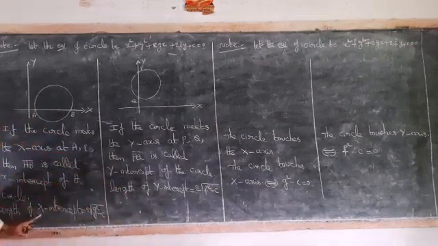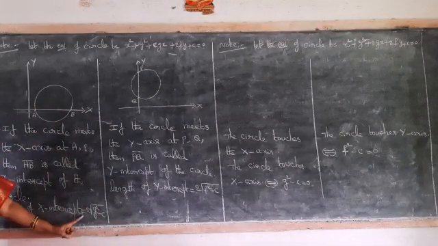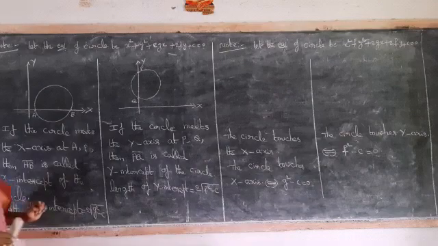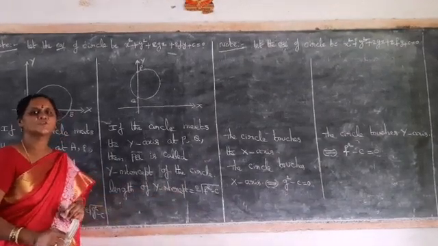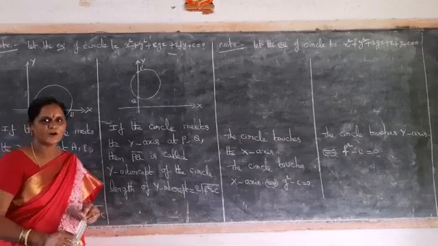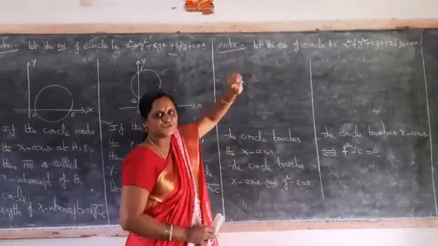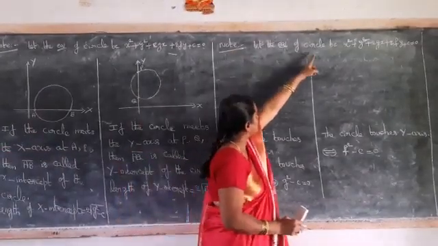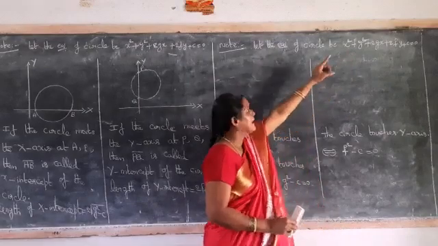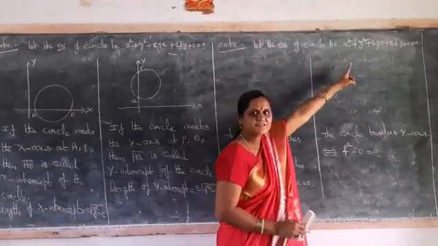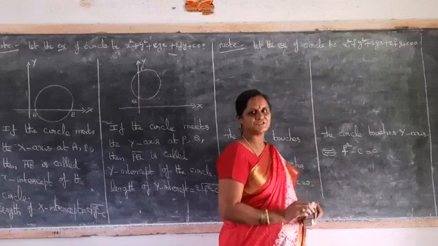So, here we have two formulae. Length of x-intercept is equal to 2 root of g square minus c. Length of y-intercept is equal to 2 root of f square minus c. Now, I consider another note. Let the equation of circle be taken in standard form: x square plus y square plus 2gx plus 2fy plus c is equal to 0.